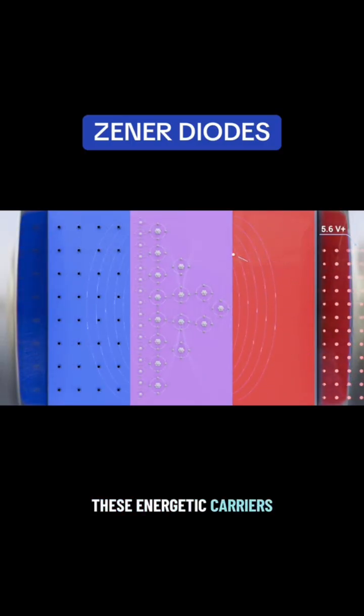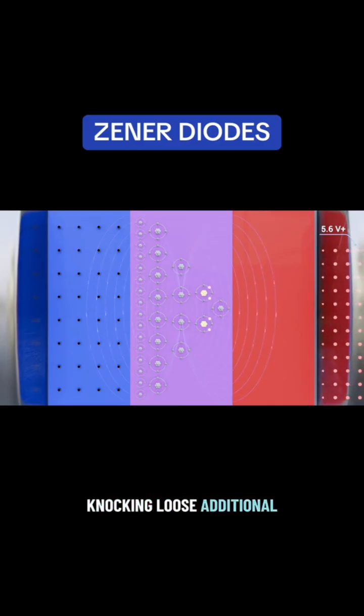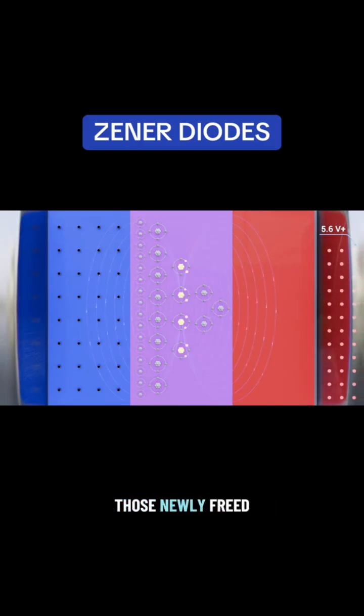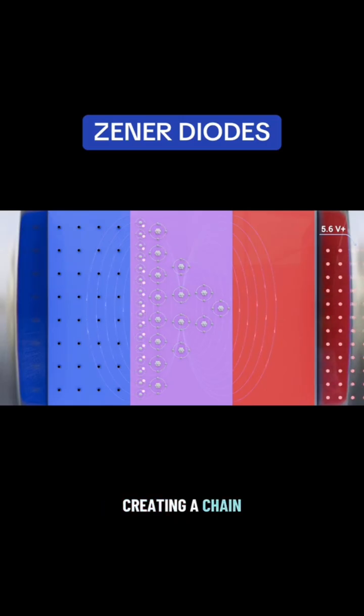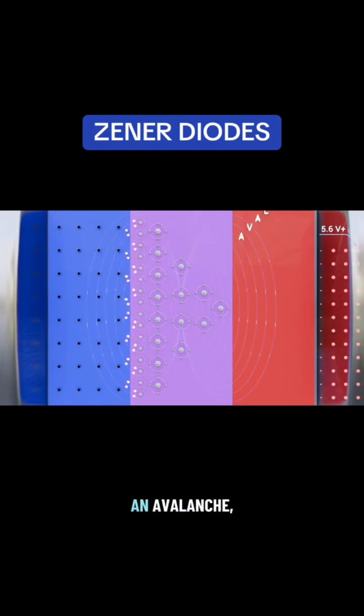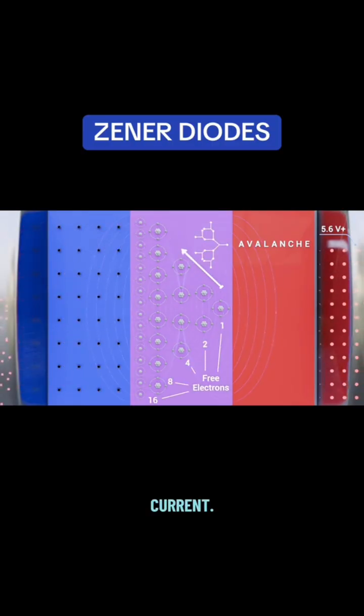These energetic carriers collide with atoms in the lattice, knocking loose additional electrons. Those newly freed carriers are then accelerated as well, creating a chain reaction. This is called an avalanche, and it leads to a sharp rise in reverse current.